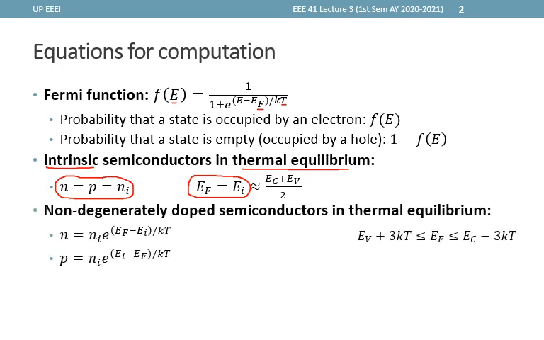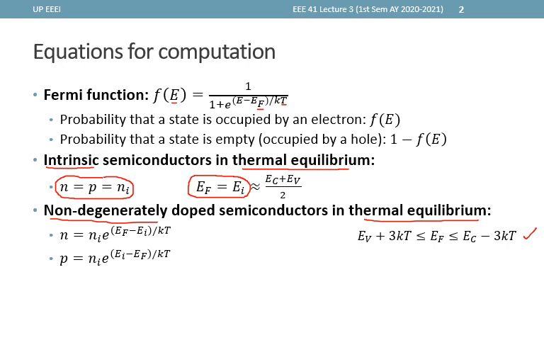Next, we have these equations for non-degenerately doped semiconductors in thermal equilibrium. So first, when we say non-degenerately doped semiconductor, we have this condition right here where EF must lie between EC and EV within a 3 kT margin.